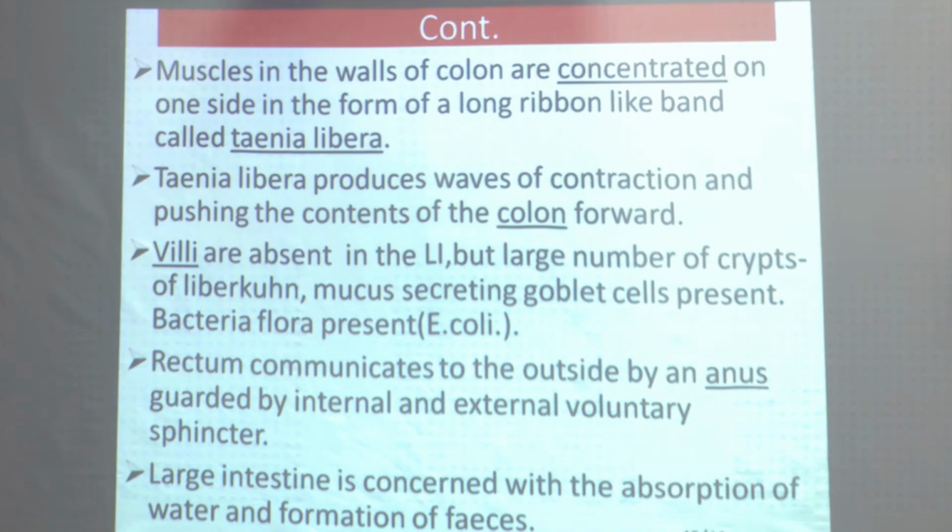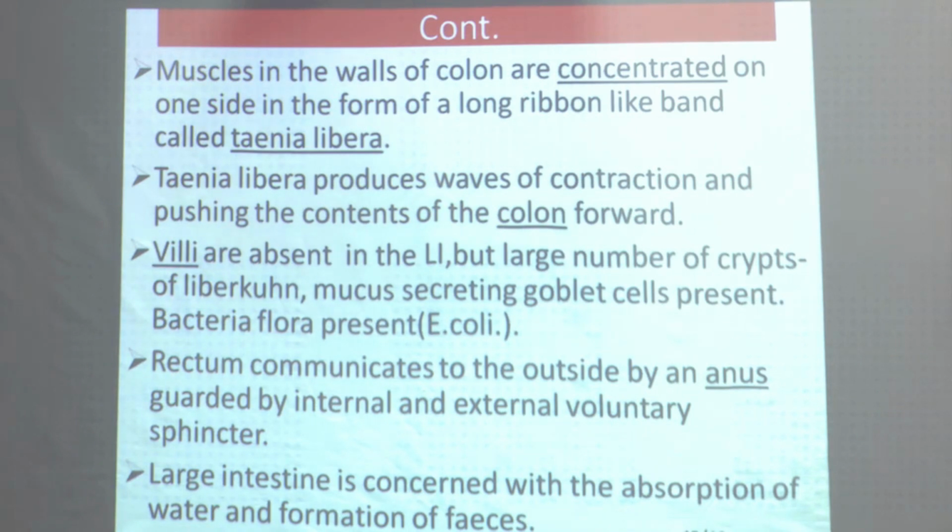Villi are absent in the large intestine, or in the large intestine there is no villi, but a large number of crypts of Lieberkühn and mucus secreting goblet cells are present. It is observed that a number of bacterial flora are also present in the part of the rectum, and especially E. coli, Escherichia coli bacteria are present.